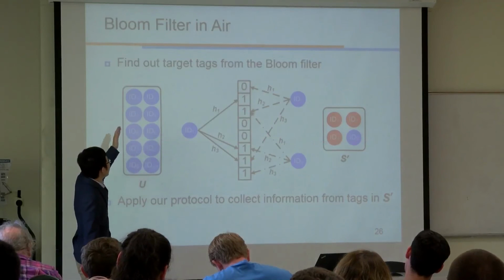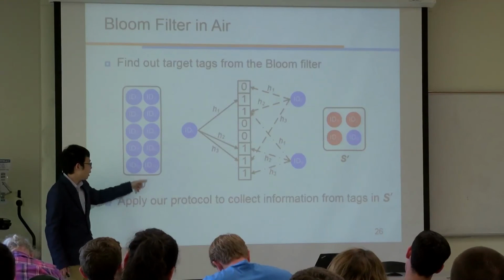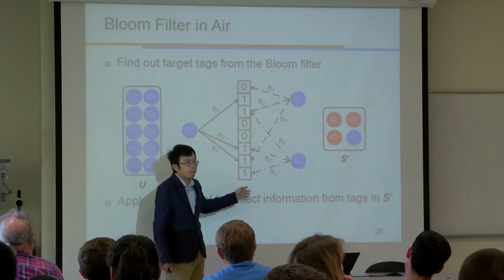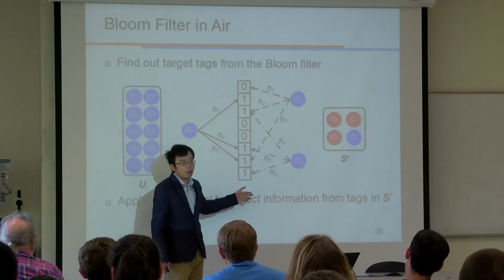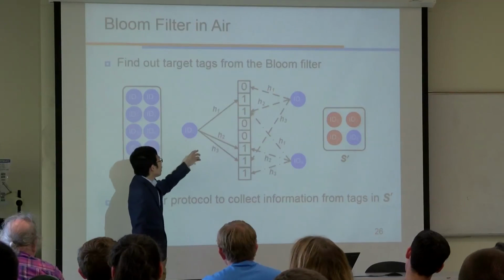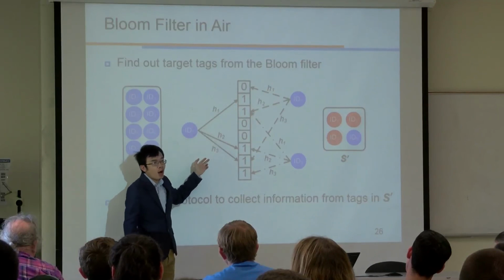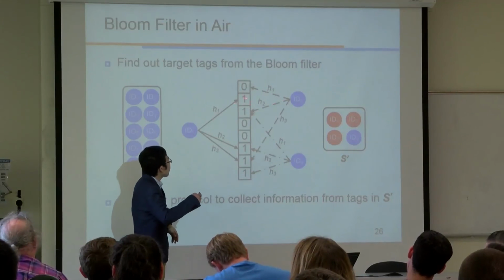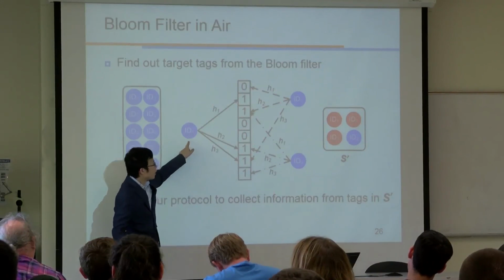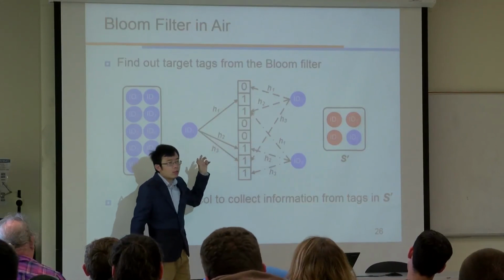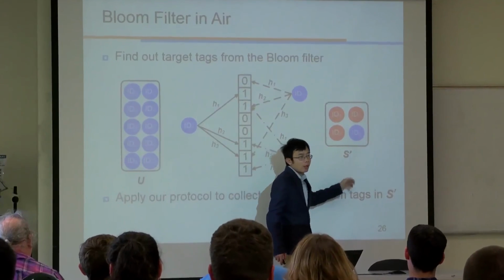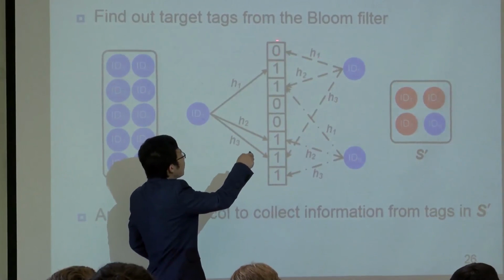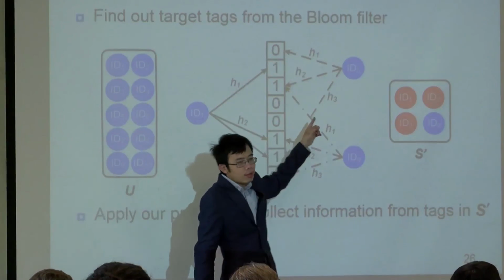Then the reader will test every ID in the universal set U by using the Bloom filter. The reader picks up one ID and uses the same set of hash functions to map the ID to the Bloom filter. If all the bits are equal to 1, like ID 1 here, we believe that this is the target type, and we put it into a new set. If any bit is equal to 0, then we say this is not our target.